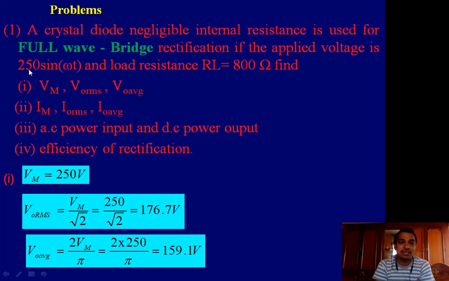So V maximum, from this equation, is 250 volts. V naught RMS for half wave rectifier is Vm by 2, but here, for the full wave rectifier, it is Vm by root 2, which is quite higher. So 250 by root 2 is equal to 176.7 volts. Next, V naught average is 2 Vm by pi for full wave rectifier, 2 into 250 by pi, 159.1 volts.